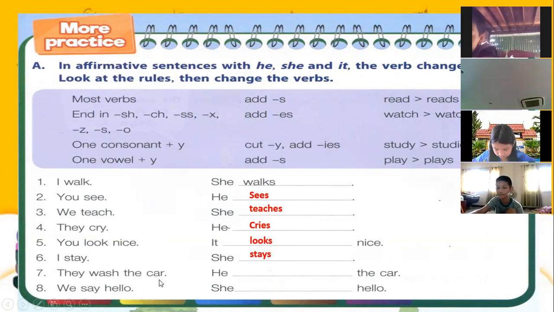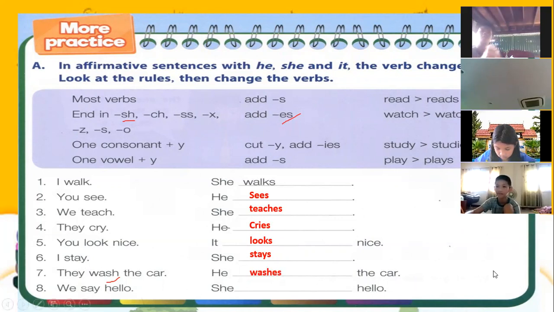Now, they wash the cars. So we have here, he wash. What are we going to do? You can see here SH. The verb ends with SH. What are we going to add? He washes. We use ES. Very good. When the verb ends with SH, we are going to add ES. So that means washes. He washes the car.